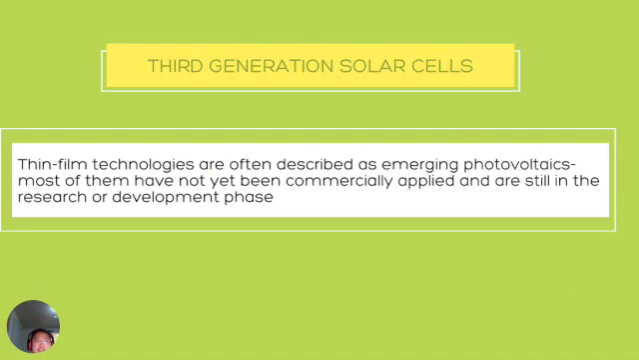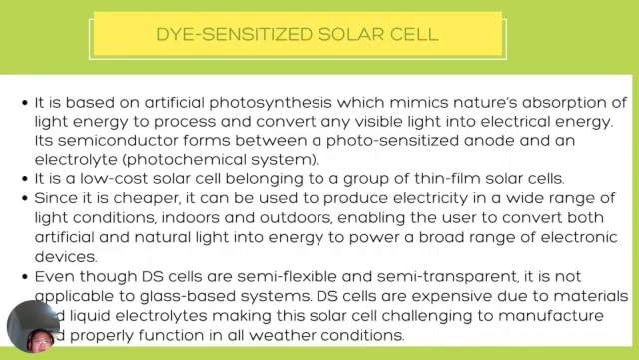Last but not least is the third generation solar cell. They are made of thin film technology described as emergent photovoltaics. Most of them have not yet been commercially applied and are still in the research or development phase. A specific type of the third generation is the dye-sensitized solar cell. It is based on artificial photosynthesis, which mimics the natural absorption of light energy to convert any physical light into electrical energy. Its semiconductor forms between a photosensitized anode and an electrolyte photochemical synthesis.